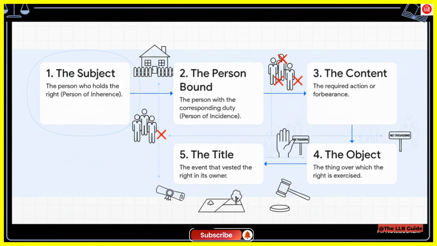Number 1, the subject, or person of adherence, that's you, the new owner. You hold the right. Number 2, the person bound, or person of incidence. That's basically everyone else in the world who now has a duty not to trespass on your land. 3, the content of the right. This is an act of forbearance. Everyone else has to refrain from interfering with your land. 4, the object. Well, that's the land itself. And finally, number 5, the title. This is the sale deed, the legal event that officially gave you the right. Every complete legal right has these 5 parts.